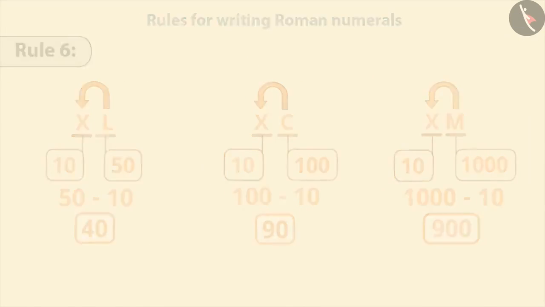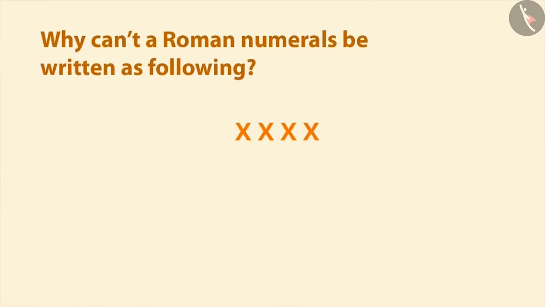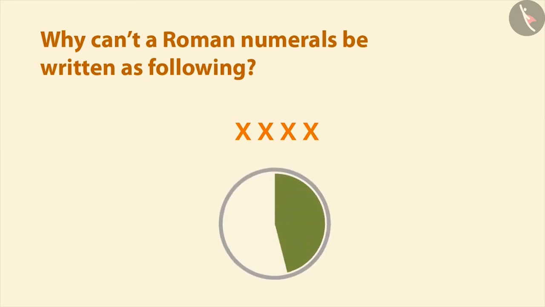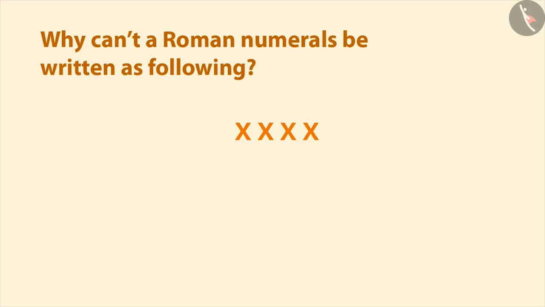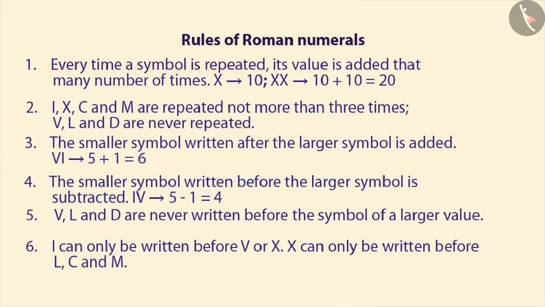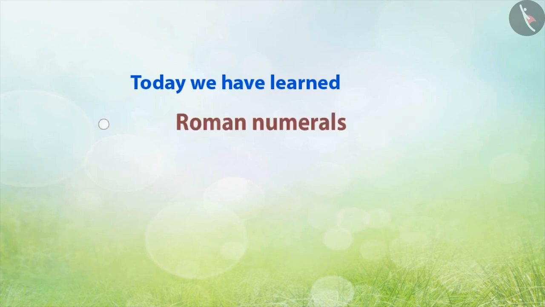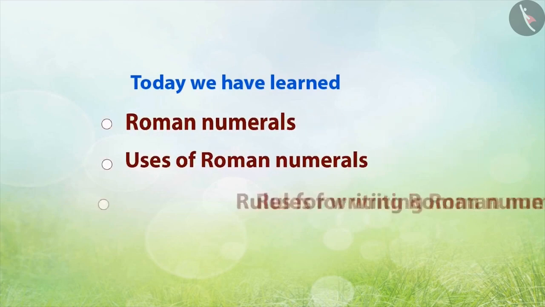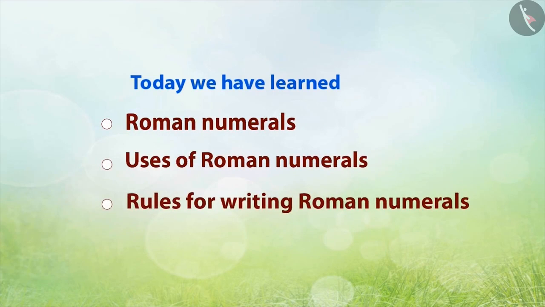With this understanding, can you tell why Roman symbols cannot be written as given below? Think. As we had already learned, we cannot repeat any Roman symbol more than 3 times. Therefore, this way of writing is incorrect. Today we have learned what Roman numerals are, their uses, and the rules for writing them.